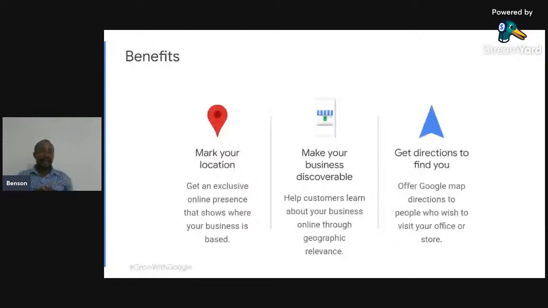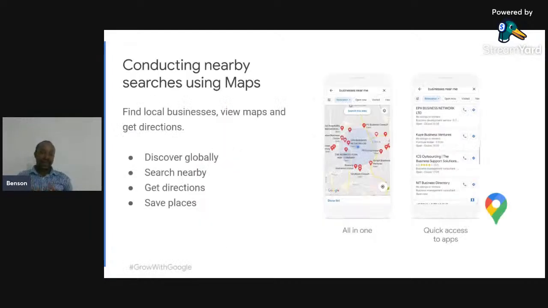Another way is, now that we have seen the benefits of Google My Business, how do you learn the features of using nearby searches? For example, with nearby searches, you find local businesses, you view maps and get directions. And this is how you do it. You can discover nearby shops wherever you are. You can even find local businesses that are within your locality, and you can even save places that you have visited and that can be of help to you.